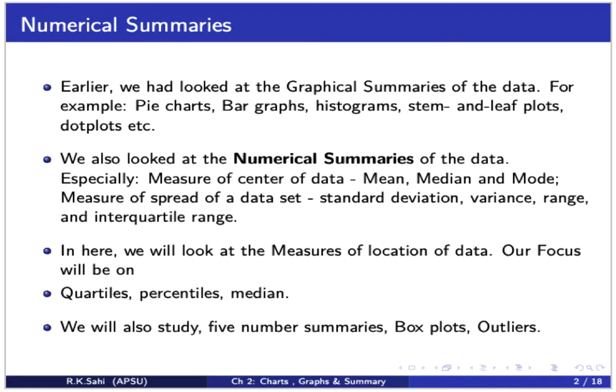So when we started with this chapter on descriptive statistics, we talked about how we can summarize the data in a graphical form, where we looked at pie charts, bar graphs, histograms, stem and leaf plots, and dot plots. Then we went on to the numerical summaries of the data. In the numerical summaries, we studied the measures of the center of data: mean, median, mode. We looked at the measures of the spread of the data set, where we focused on standard deviation, variance, range, interquartile range. In this video, we are going to be studying the measures of location of data.